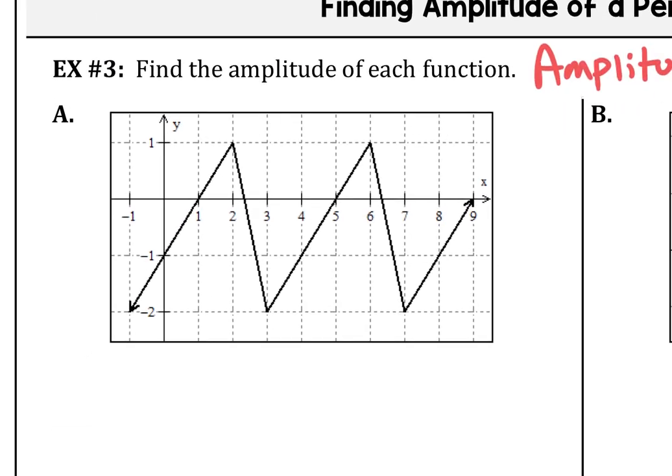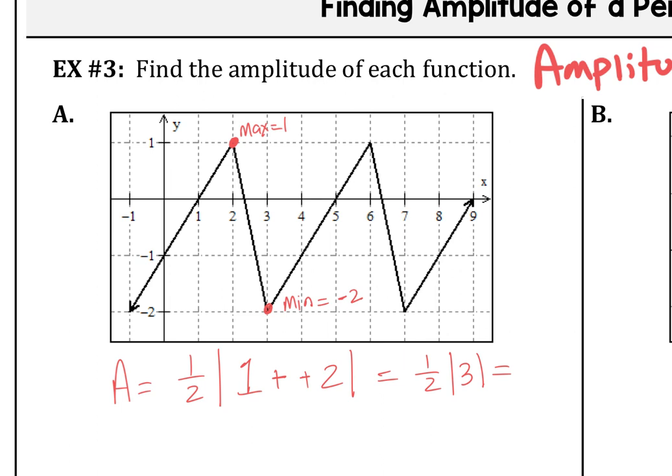The maximum y value that this function gets to is right here, max value of 1. And then the min value that we get down to ends up being -2. So if we're trying to find the amplitude A, we would say 1/2 times the absolute value. The max value is 1 minus the min of -2. Remember, two negatives gives us the positive. That's 1/2 of the absolute value of 3. We have an amplitude of 1.5.